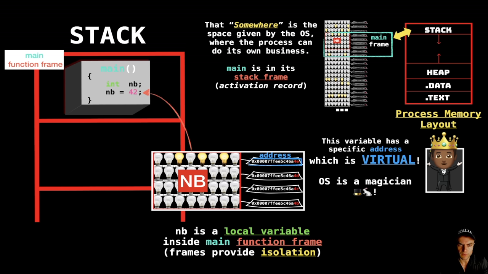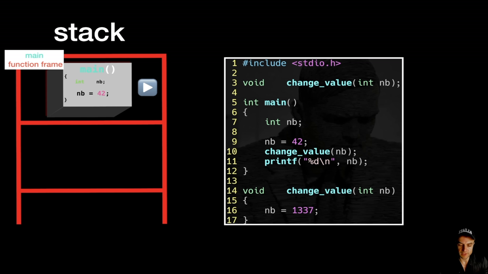We don't care. We work on a higher level of abstraction. Our process really thinks it has unlimited memory, thanks to this magic of the operating system. But let me repeat, we don't care for now. We want to stick with principles. So an address is an address. Now let's watch together a little program so we can really observe the stack discipline and what is going on inside the stack.